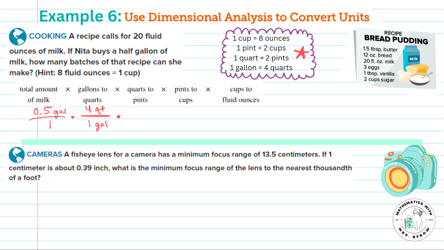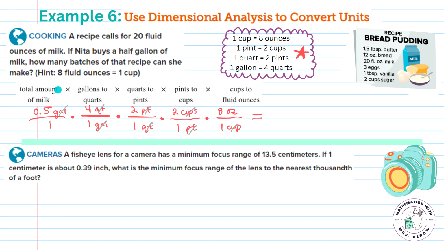And then for quarts to pints, because again we want to cancel out quarts, in 1 quart there are 2 pints. And then for cups to pints, there are 2 cups in 1 pint. And then finally, we have the fact that there are 8 ounces in 1 cup. Just to make sure that we set this up correctly, our labels should cancel out. So gallons and gallons cross cancel, quarts and quarts, pints and pints, cups and cups, and we're left with just ounces, which is perfect because that's exactly what we want.